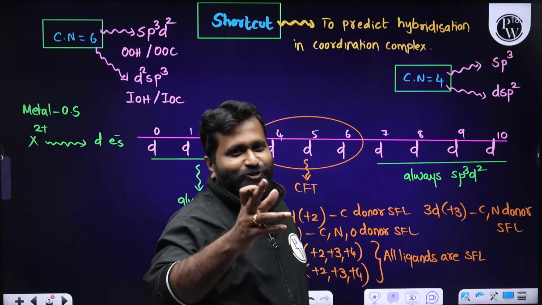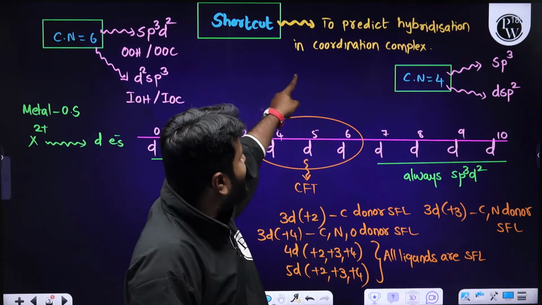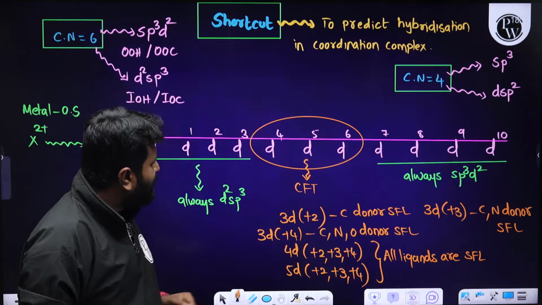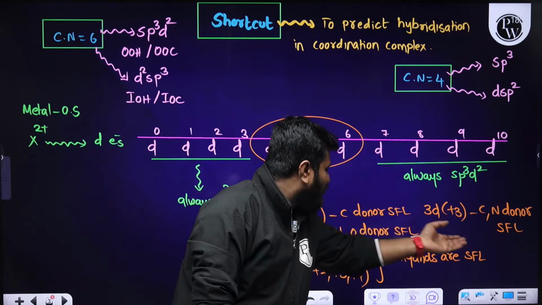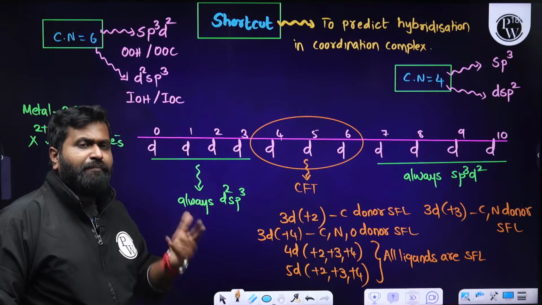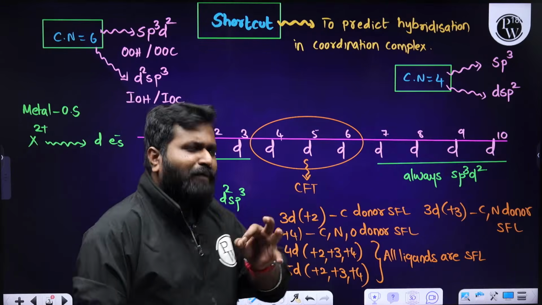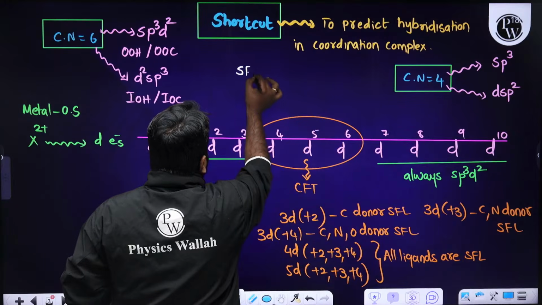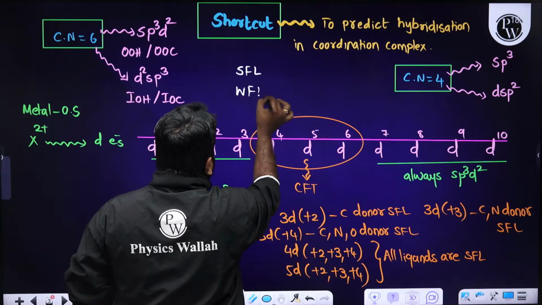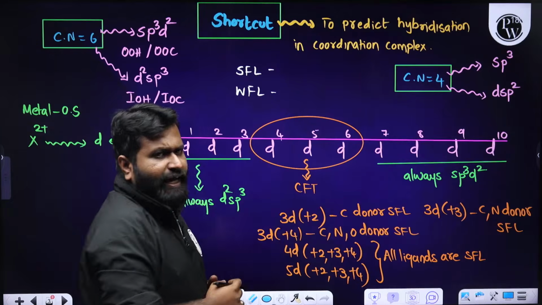Sir, you told us you will tell the shortcut to calculate the hybridization. But in the shortcut you are telling us whether the given ligand is strong field or weak field. How can we find out the hybridization? Remember one simple thing, my dear students. Strong field ligand, weak field ligand. What is a strong field ligand?